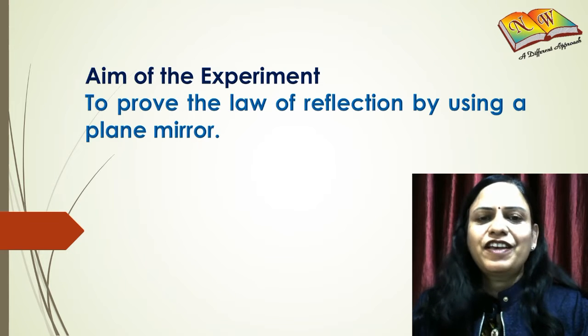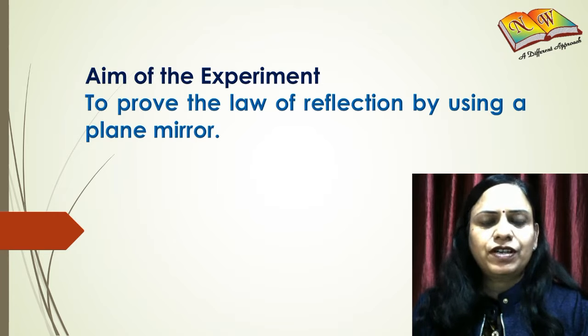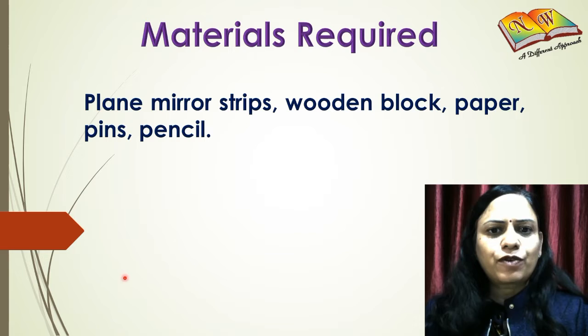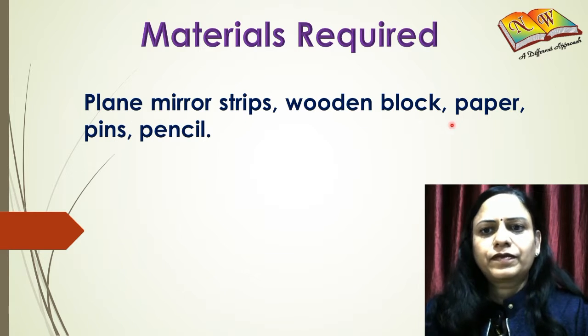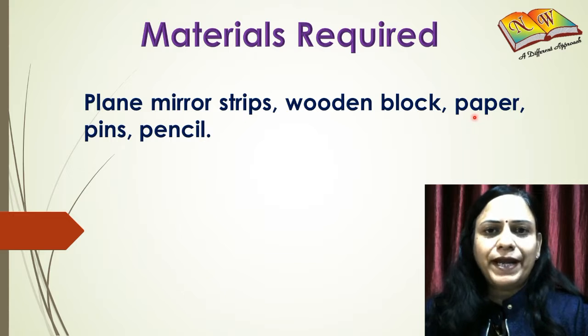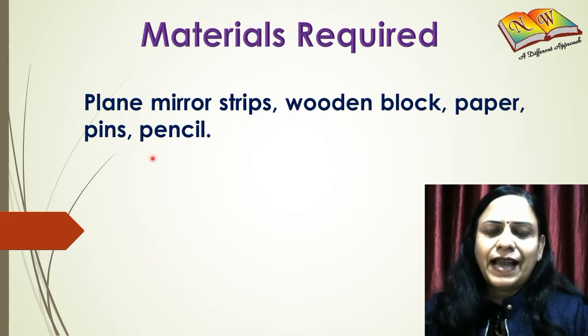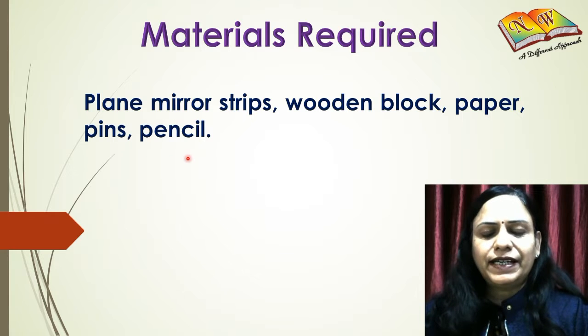In this experiment, we are going to prove the laws of reflection by using a plane mirror. The material required would be a plane mirror strip, a wooden block, a sheet of white paper, A4 size is preferred, some pins and a pencil. You would also need a scale.